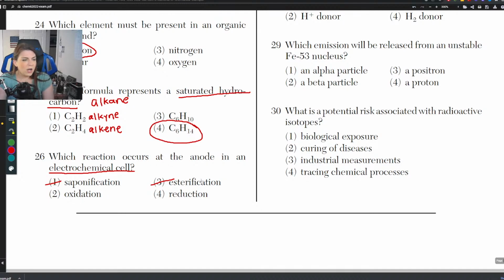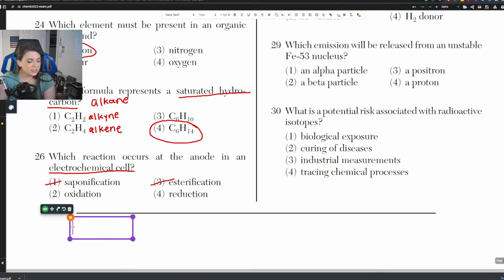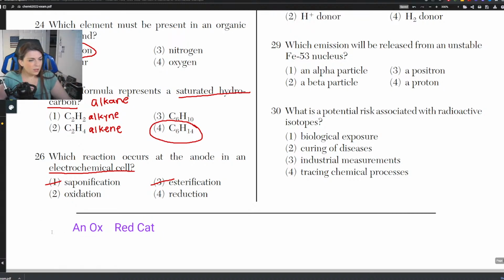Oxidation and reduction are obviously the only two answers that are left over. The way to remember this is that acronym AN OX and RED CAT. AN OX helps you to remember that oxidation occurs at the anode, and RED CAT is that reduction occurs at the cathode of an electrochemical cell. So for this, the anode, we're choosing oxidation.